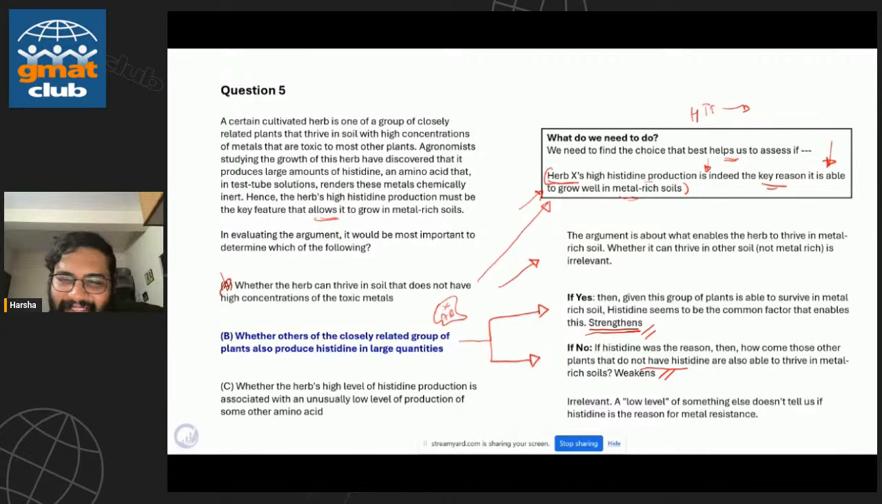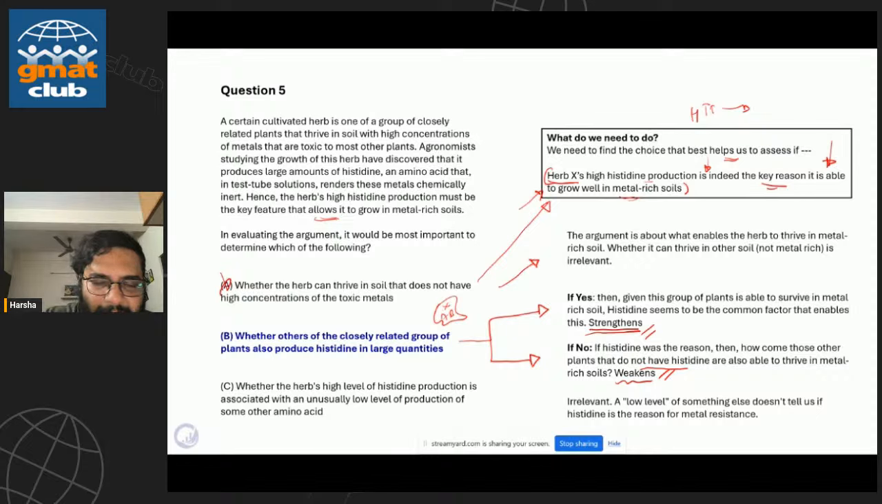How come they're thriving? So choice B on the no side actually makes you doubt whether histidine is the common factor. It seems it might be something else which is actually common to X, A, and B. It might be some other chemical. So all of you, is choice B clear?